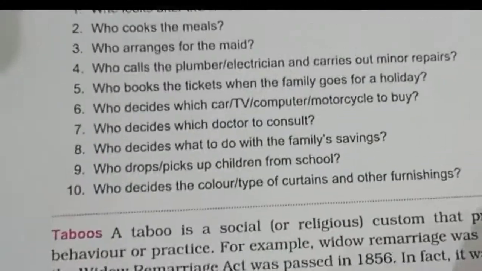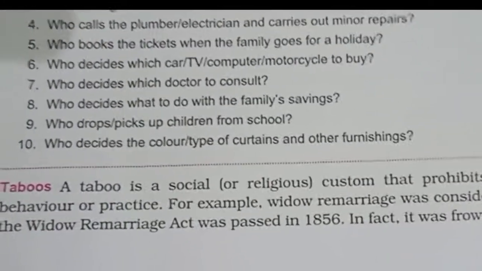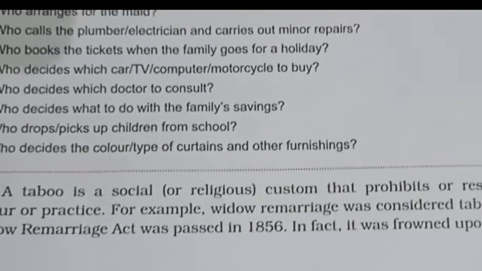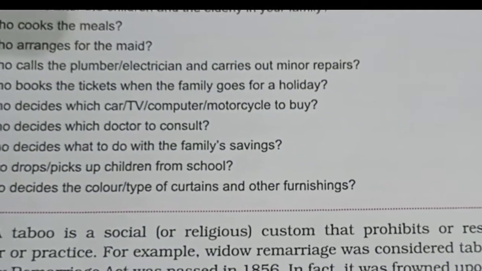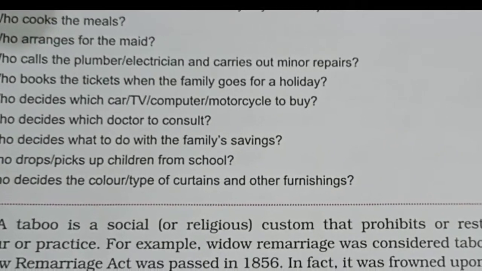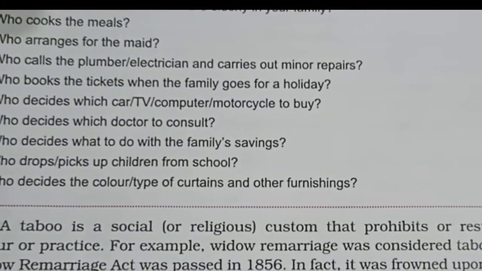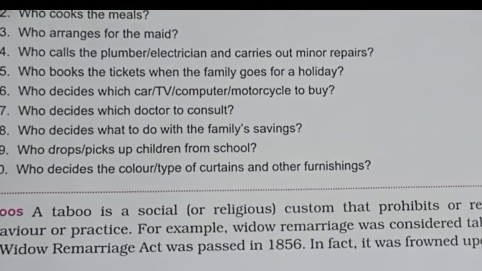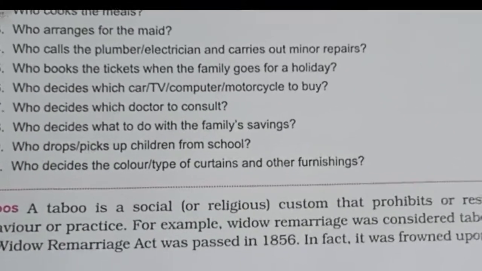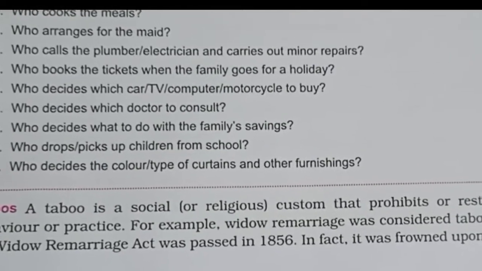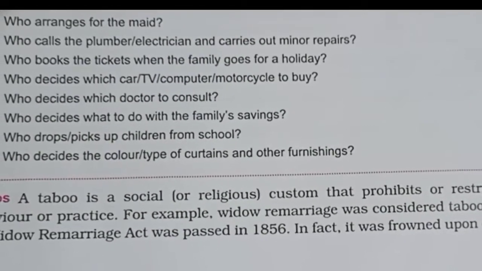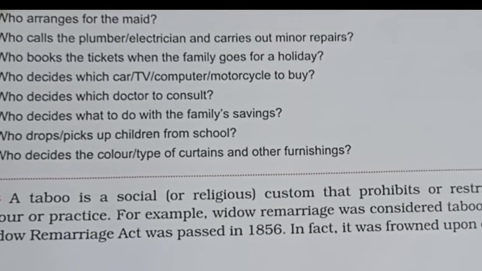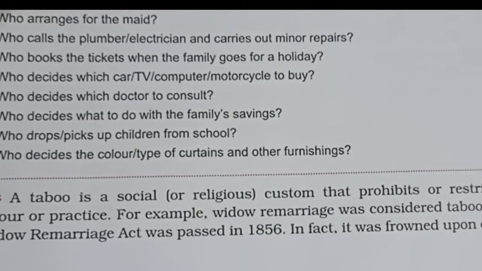Next we have our taboos. What is a taboo? A taboo is a social or religious custom that prohibits, that stops a certain behavior or practice. For example, in olden days, ancient times, widow remarriage was considered a taboo. But when the Widow Remarriage Act was passed in 1856, then widow remarriage is no more considered a taboo.